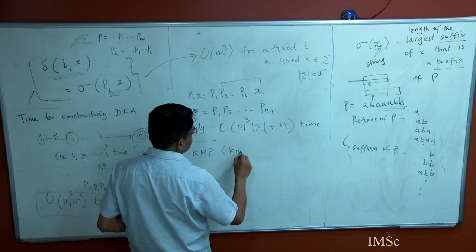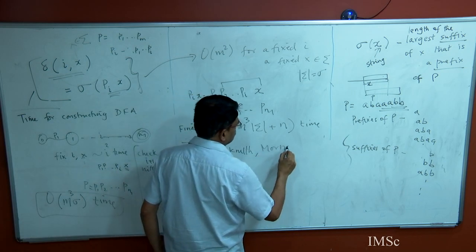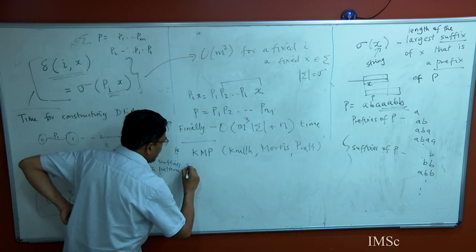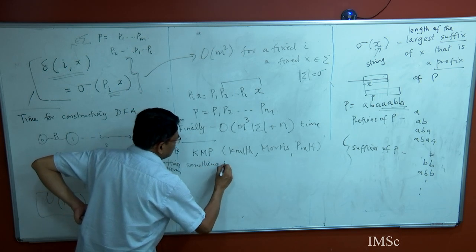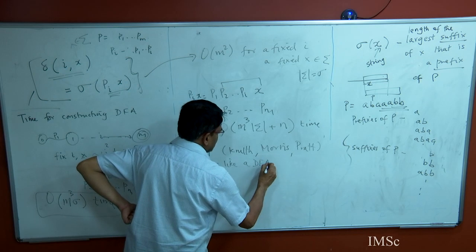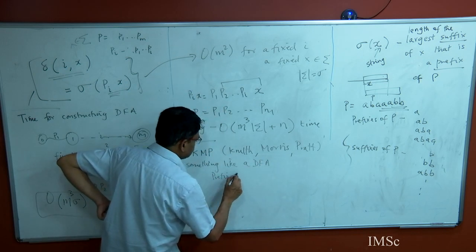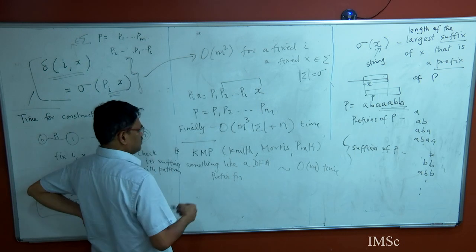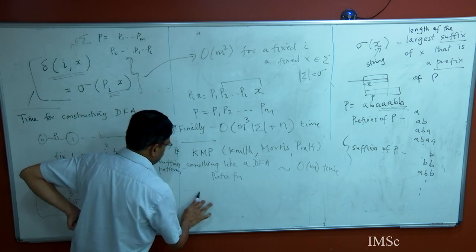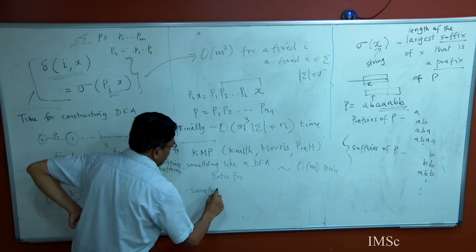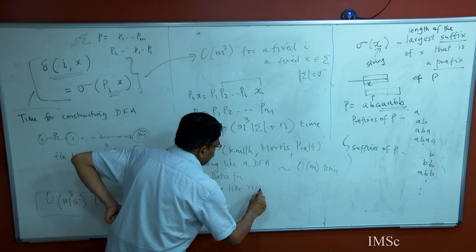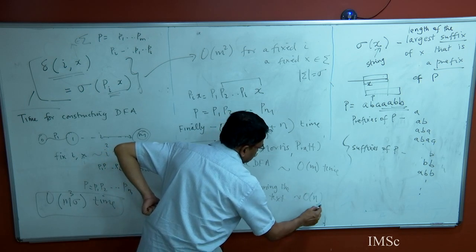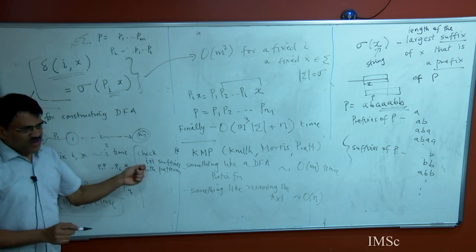What they did is something like a DFA. This is some prefix function which they computed in order m time, and then something like running our text. So we'll look at this next time.